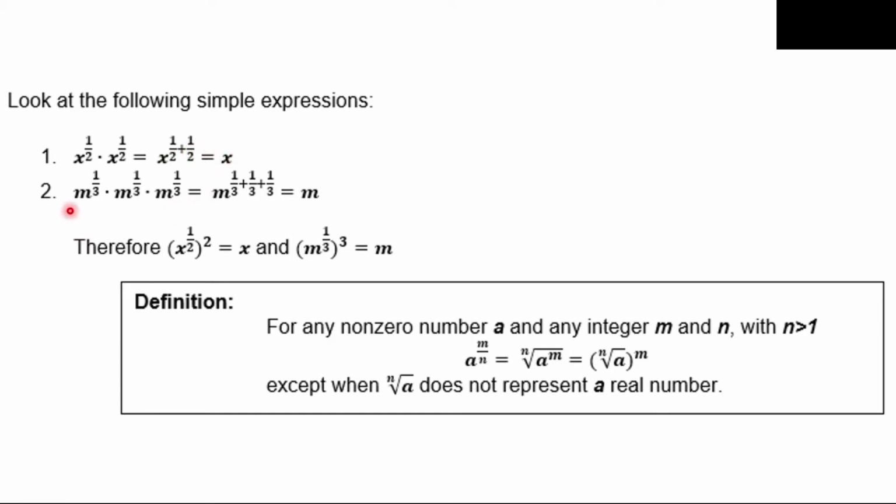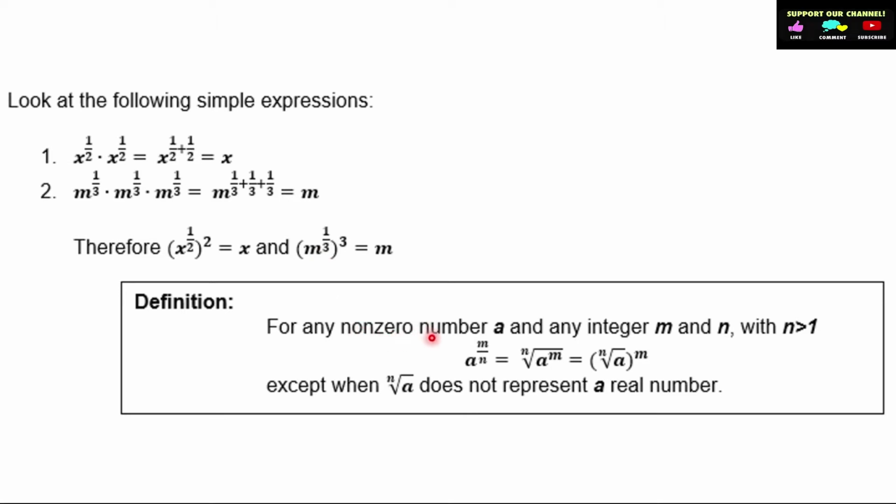Number 2, m to the power of 1/3 times m to the power of 1/3 times m to the power of 1/3 is equal to m raised to the power of 1/3 plus 1/3 plus 1/3. So, understood, we add them all. 1 plus 1 plus 1, 3. Just copy the denominator as long as they are the same. So, therefore, x to the power of 1/2 squared is just equal to x, as well as m to the power of 1/3 cubed is equal to m.